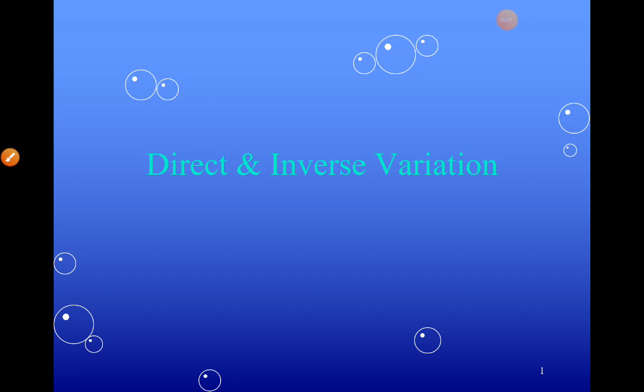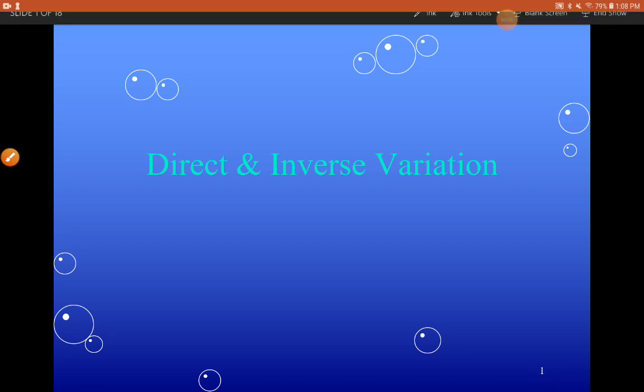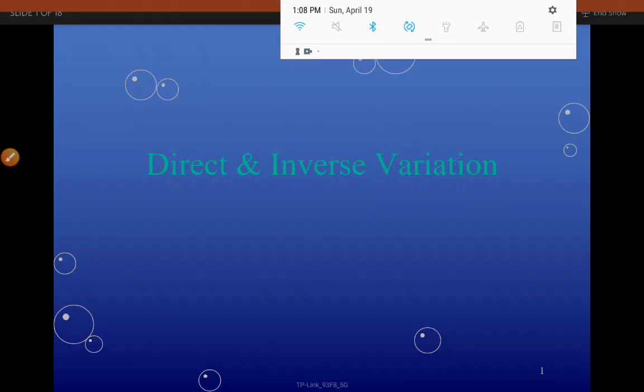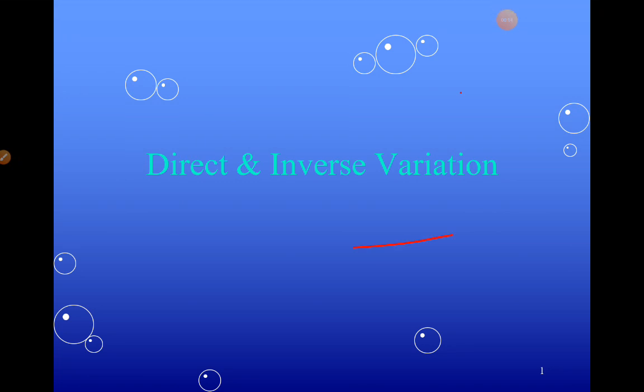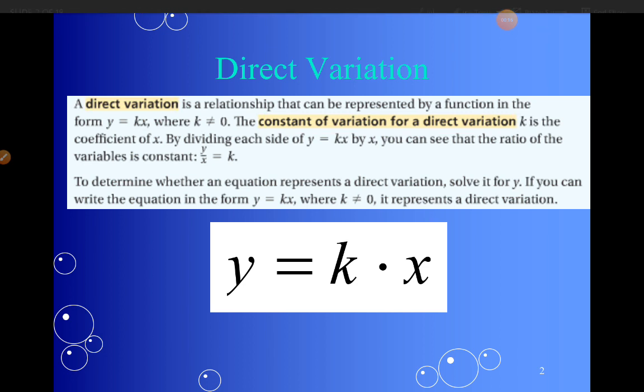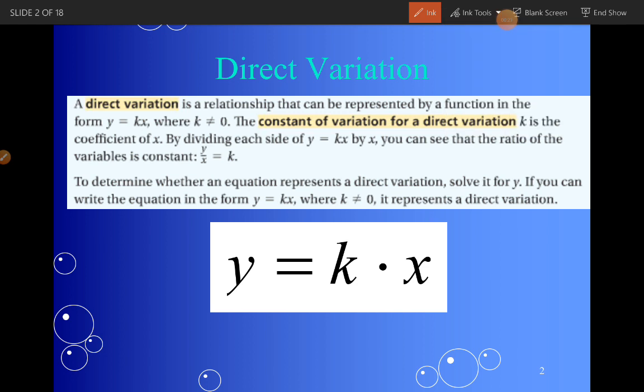Okay, so today we are going to talk about direct and inverse variation. In direct variation, it's very similar to a linear function. Direct variation is a relationship that can be represented by a function in the form y equals kx, where k cannot be 0. The k is called the constant of variation for a direct variation.